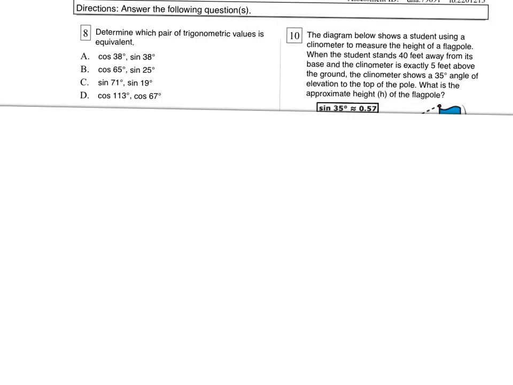All right, next up here, they're asking us which pair of trigonometric values are equivalent. So this is kind of the new thing we learned, like I mentioned earlier: the sine of any angle is always equal to cosine of 90 minus that angle. So if the angles add up to 90, then that means that the sine will equal the cosine. So it's not when the angles are equal, so A is definitely incorrect. And so 65 plus 25, that's 90, right? Yes, it is. And so this one is going to be our correct answer.